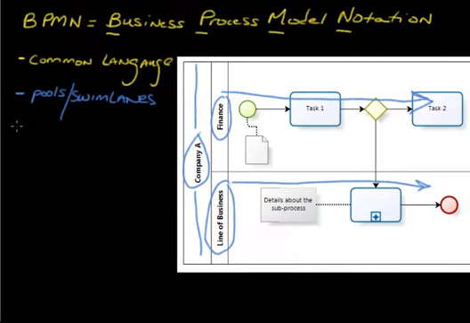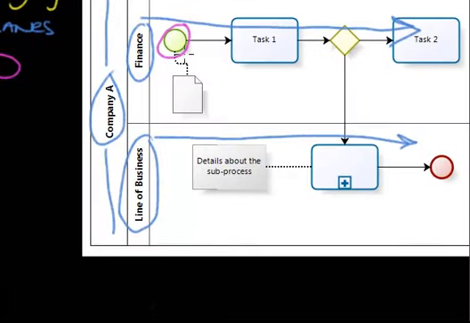The next basic element that we have in our map are events. Events are represented by circles. You can have different types of events, but for the sake of simplicity, in this map, we have a start event, and then we have an end event.